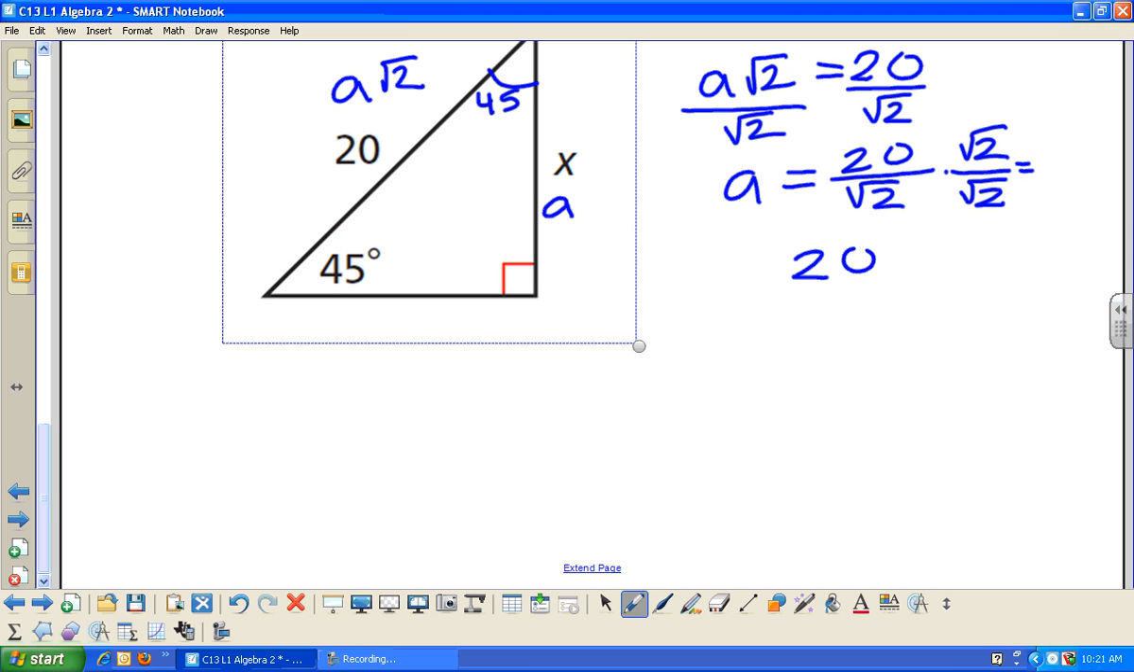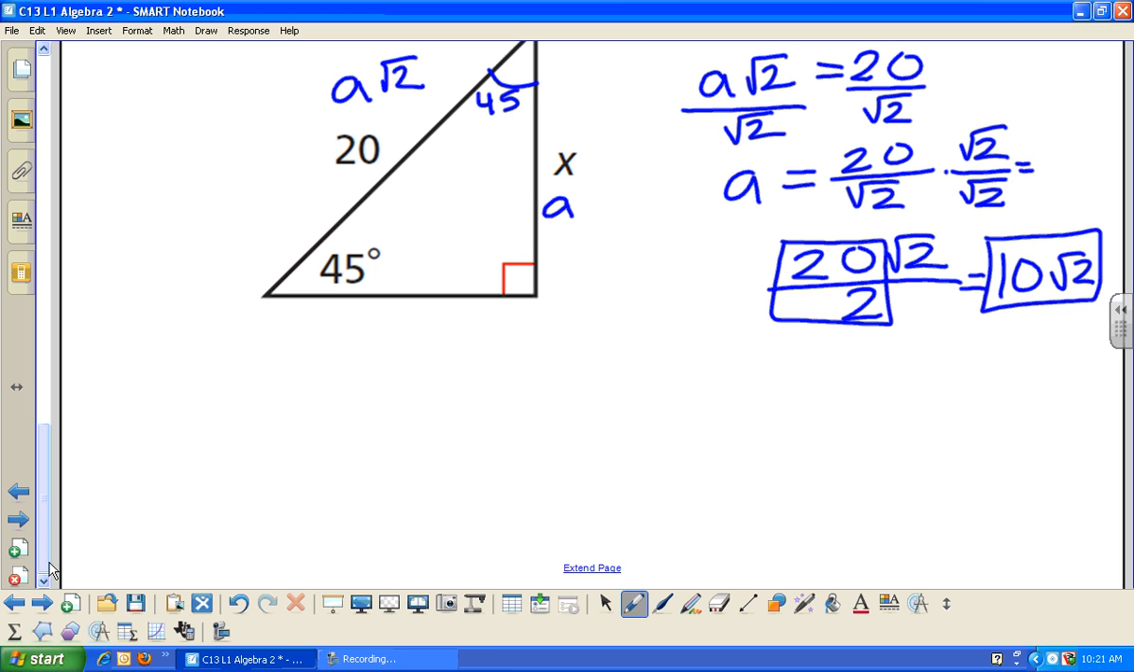So I'd have 20 square root 2 over, square root 2 multiplied by square root 2, the square roots cancel out, and I would just have 2. And now I can simplify the 20 and the 2 here. So 20 divided by 2 would be 10 square root 2.